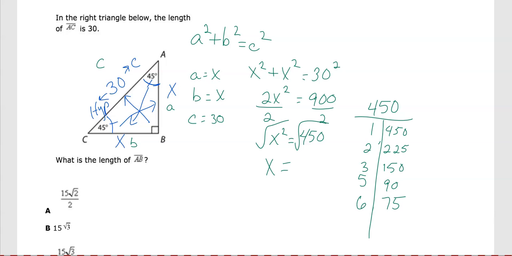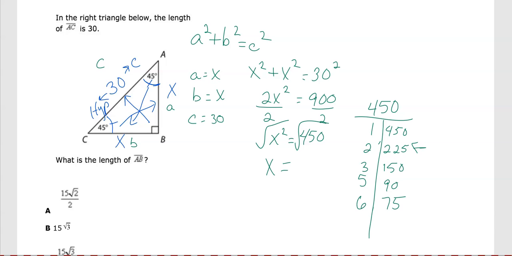But if we are not familiar with our perfect squares, we have to continue to factor all the way through until we can figure out what our perfect squares are. In this case, 225 is a perfect square. And I'm going to go ahead and stop there because it will take a while to factor 450, and none of you want to see me do that.